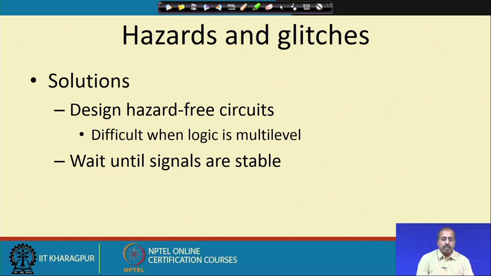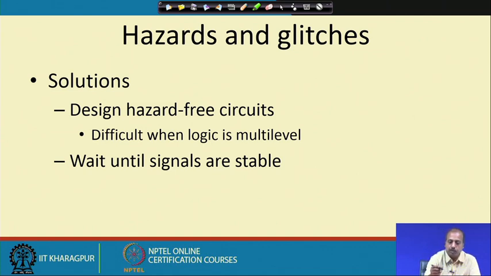So how do we do it? We design hazard free circuits. Somehow we modify the circuit so that it becomes hazard free. However, it is difficult when we are doing a multi-level realization. Any combinational circuit can be realized in two forms, one is called 2 level, another is called multi-level. In 2 level realization, we have only 2 levels, one AND level and one OR level, or one OR level and one AND level.